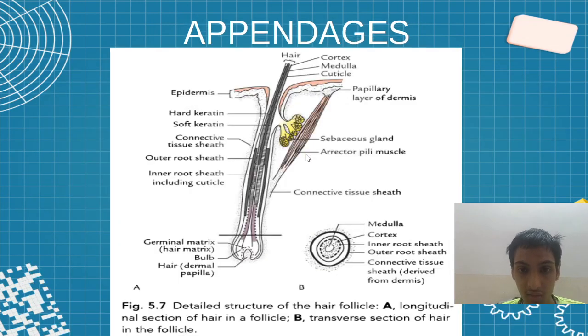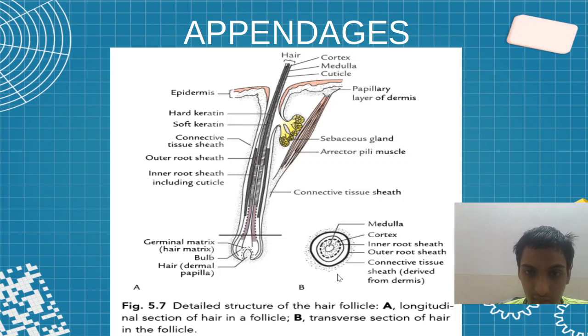Now this is the hair follicle structure. You are seeing the top view of the hair follicle. The inner core is the medulla. Surrounding that, the concentric dotted circle, is the cortex. Then the outer sheath, the inner sheath, and the connective tissue sheath.